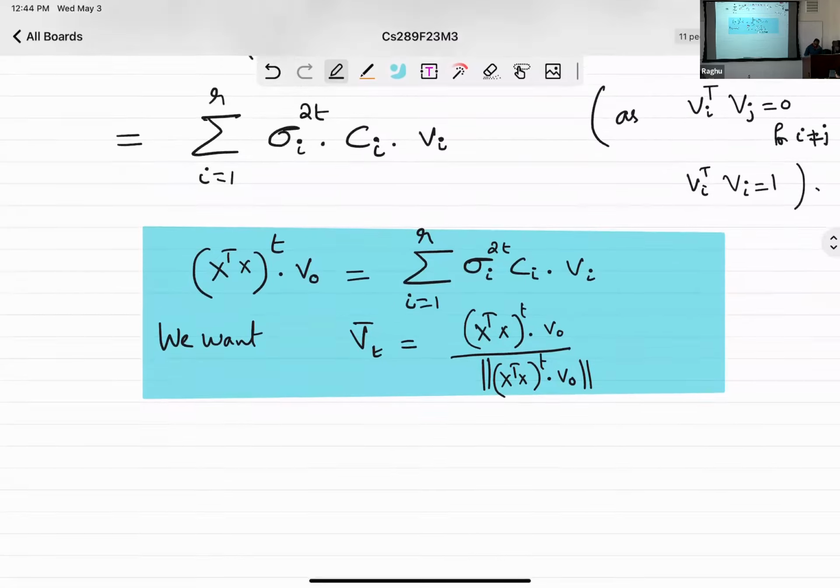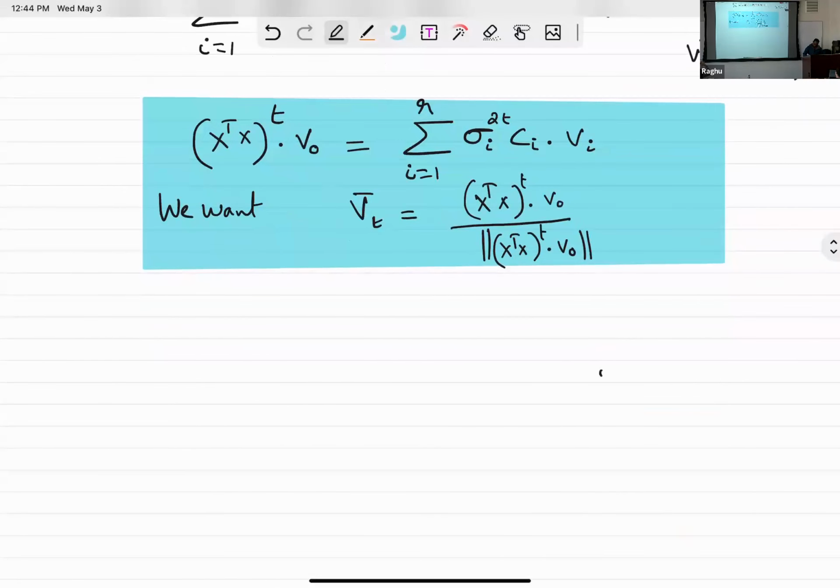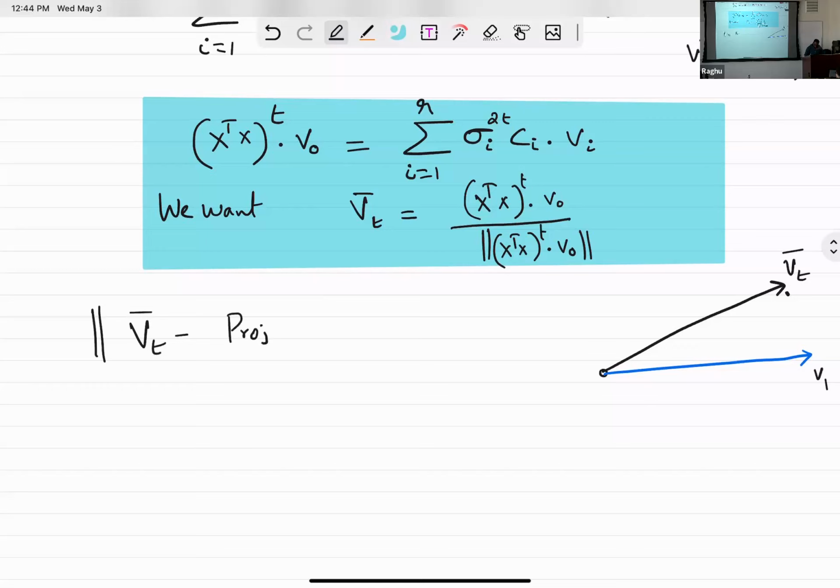Well, this is some vector, right? Think of this as some vector. And then my V1 is somewhere here. And I want to know how close is VT bar to V1. In particular, I want to know, right? This is what I'm trying to understand. What's the length of, what's the error from the span of V1?